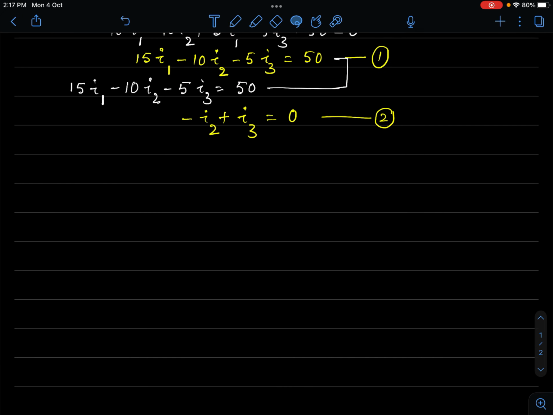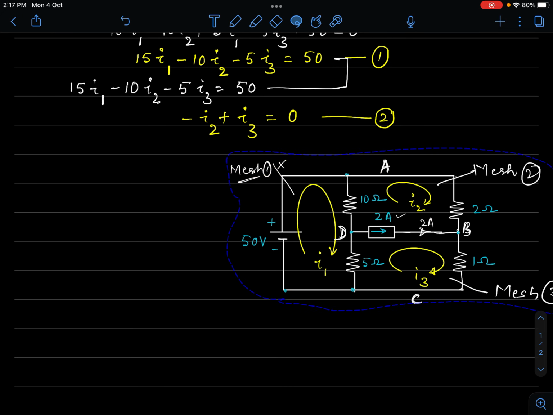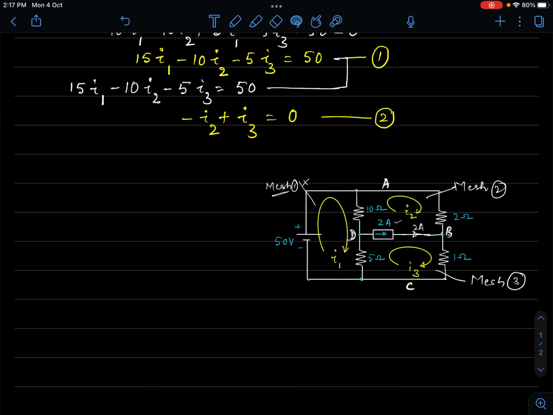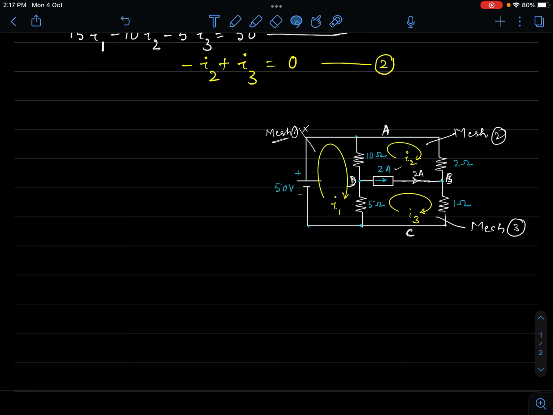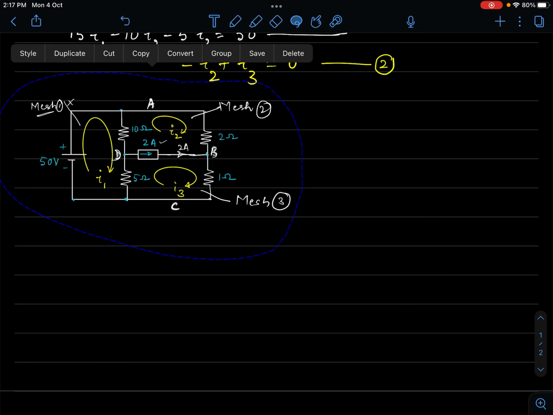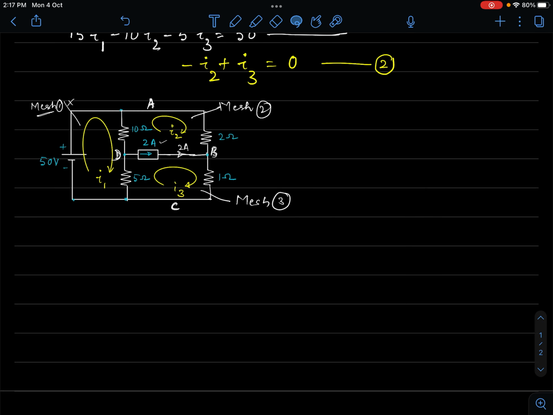Where do I have copy? I have copy here. I'll take it here, paste, so that we can write the third equation without having to scroll up and down every now and then. So how to write the third equation? How do I write the third mesh equation?